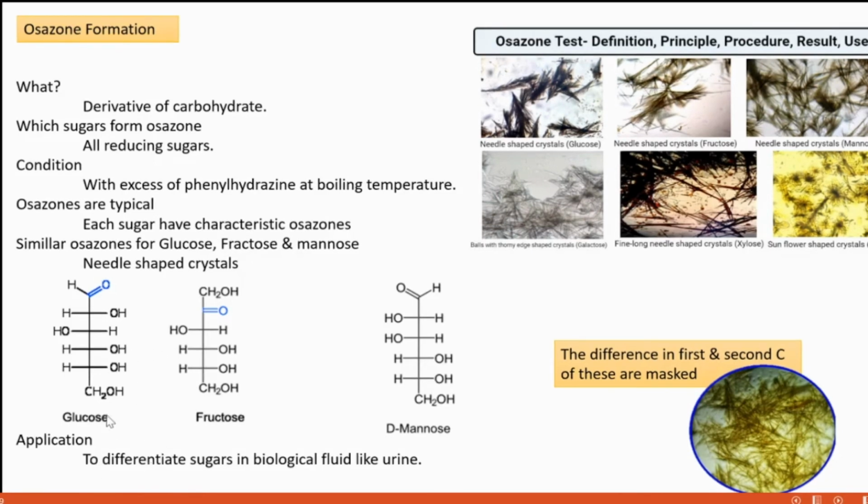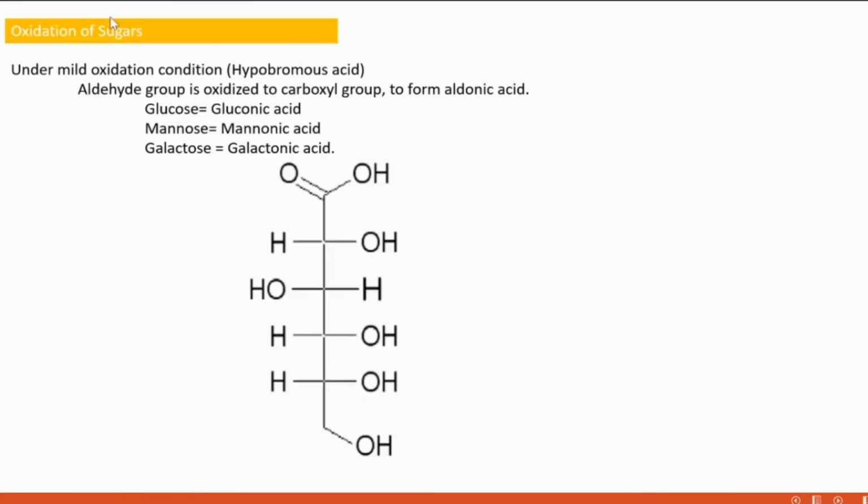What's the application of this osazone? Because each and every sugar has its own osazone, if we want to analyze which sugar is present in a urine sample, we only need to let that urine react with phenylhydrazine at boiling temperature, and then check what type of osazone is formed. Each type of osazone is particular to each type of sugar. In that way we can differentiate. Understand? Okay.